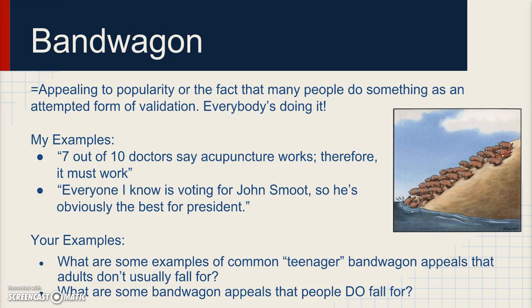So I'd like you to write down in the example box next to the picture some examples of common teenager bandwagon appeals that adults usually don't fall for, because teenagers like yourself like to use this appeal a lot. And then once you've written down some common bandwagon appeals that adults don't fall for, write down some bandwagon appeals that maybe you've used before where you've said everyone's doing this, everyone's doing that, and people have listened to you.